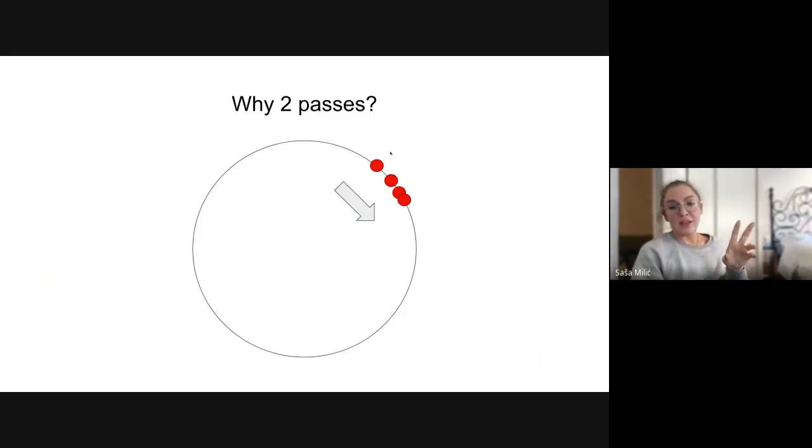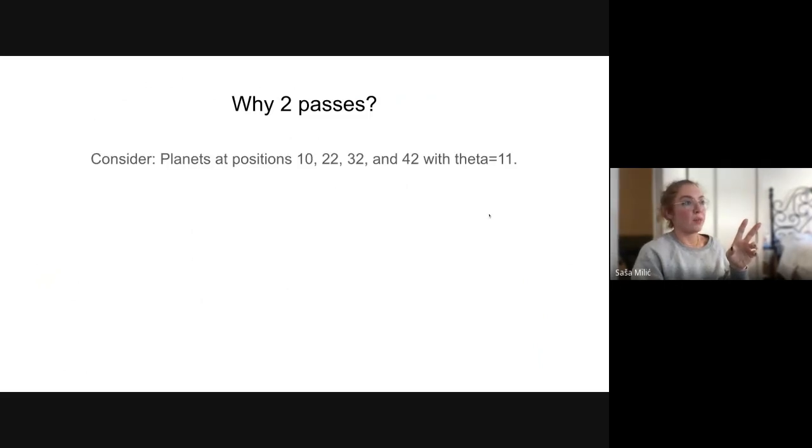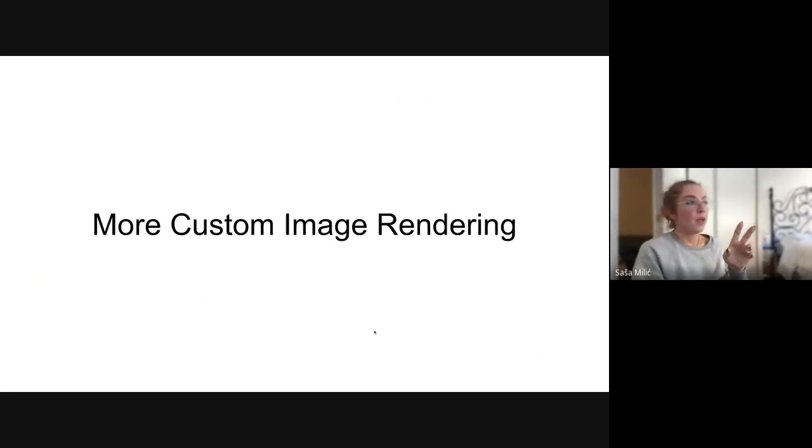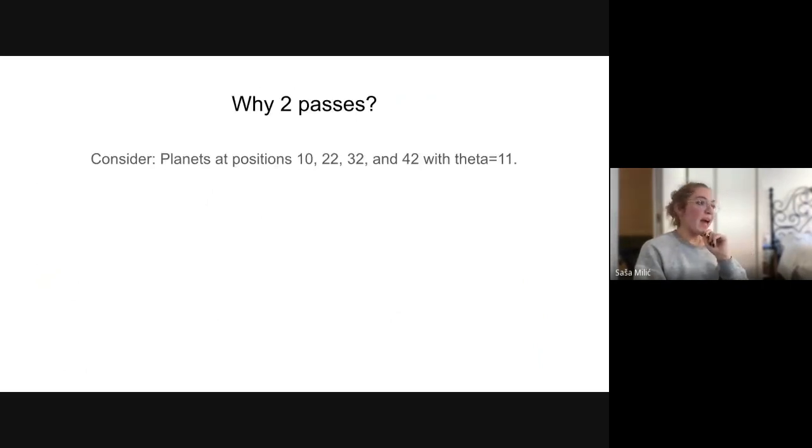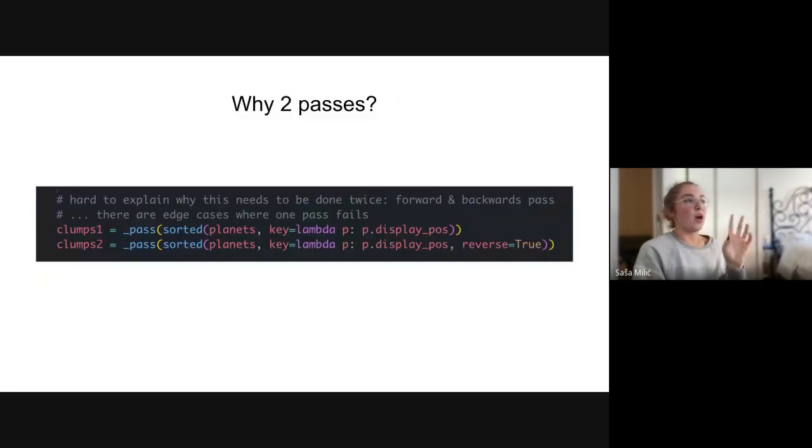In case anyone is interested, this is an example of why. I won't get into the details, but there's a reason why you need to do a forward and backward pass, and here's a little bit of an example of why. So this is actually probably the most complicated part of the whole image rendering process: declumping planets that might be overlapping in order to render it properly.